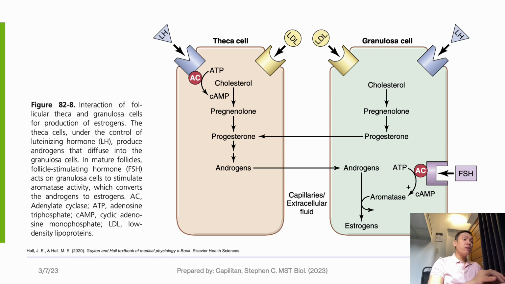Okay, but aromatase is being stimulated, or its release comes from the ATP becoming cAMP with the help of FSH. So this is just a cascade of events happening in the interaction of your follicular theca and the granulosa cells for this production of estrogens.